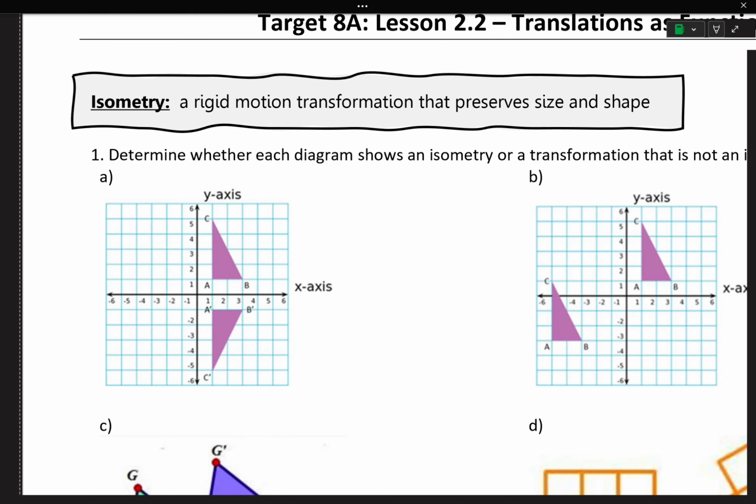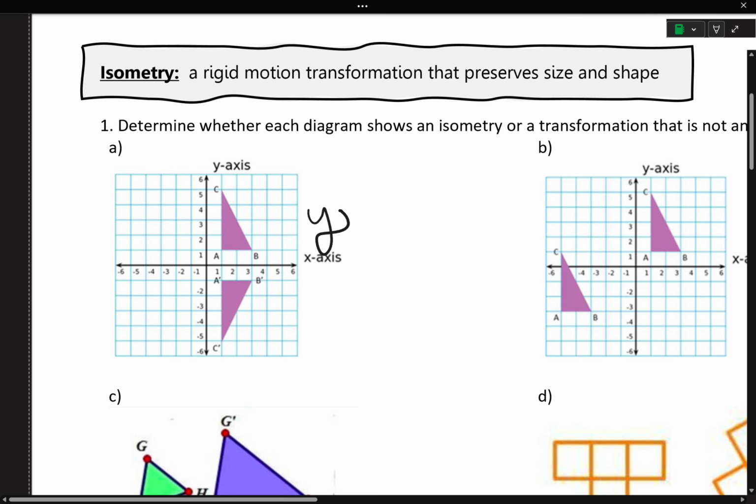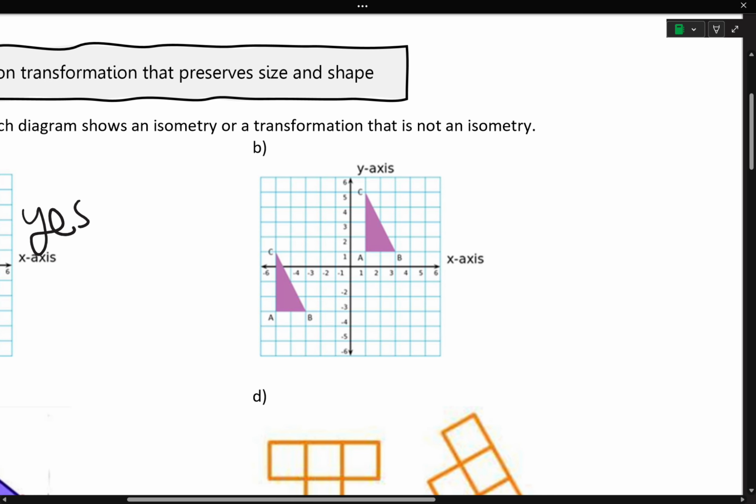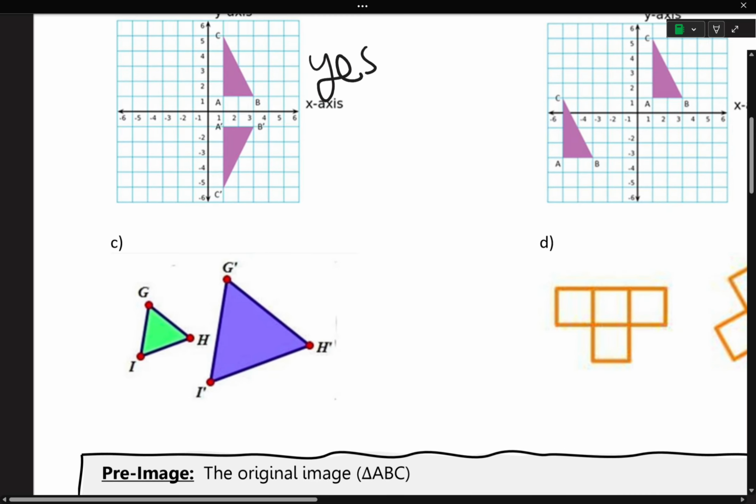In number one, we have two triangles and they look like they're the same shape and the same size. So yes, this is isometry. Okay, how about letter B? Are these triangles the same? Look at the boxes. Yeah, these are exactly the same. It's just one triangle moved to another area.